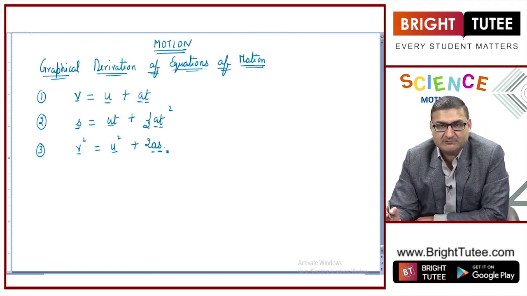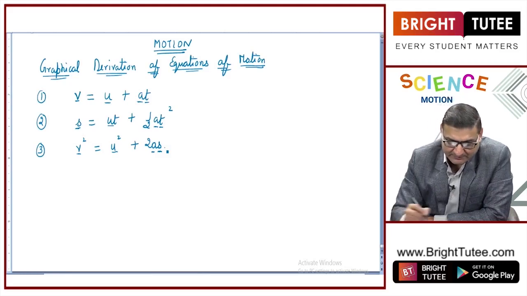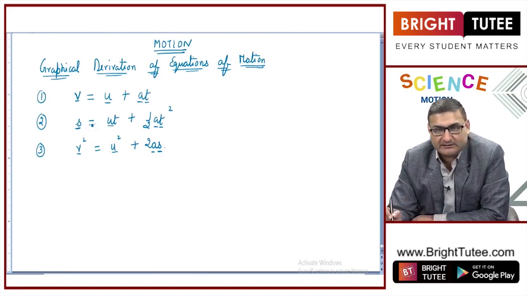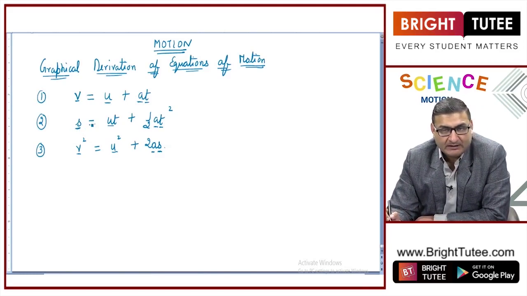Along with this, we also know their standard international units. u and v are both velocities, expressed in meter per second, acceleration is expressed in meter per second square, time is expressed in seconds, and distance is expressed in meters.